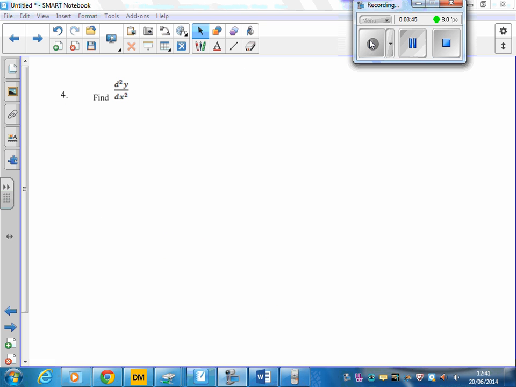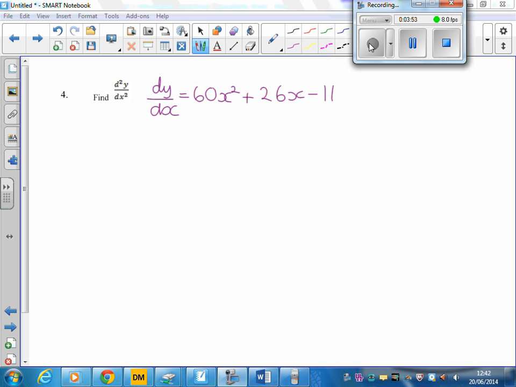Question 4 wants us to find d squared y over dx squared. So for this I need dy/dx, which I found earlier. With dy/dx then I'm going to differentiate for a second time. So d squared y over dx squared is 120x plus 26.